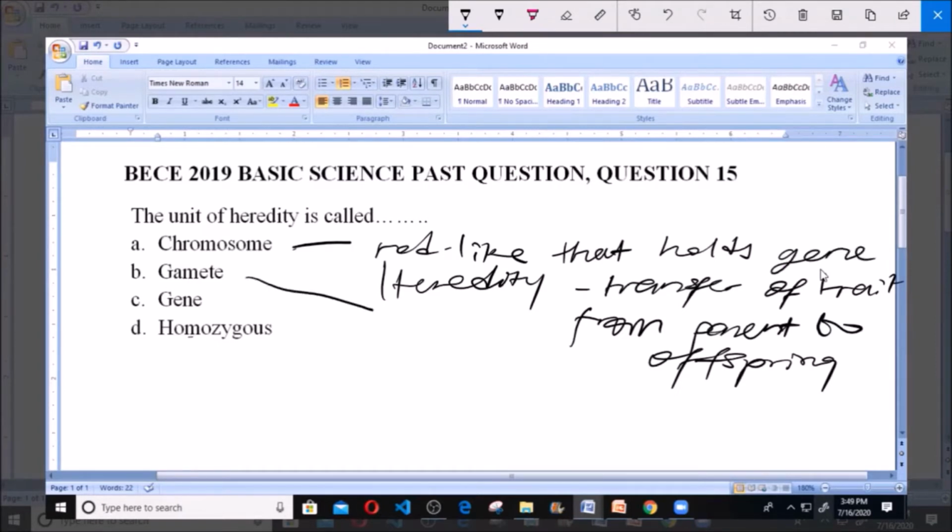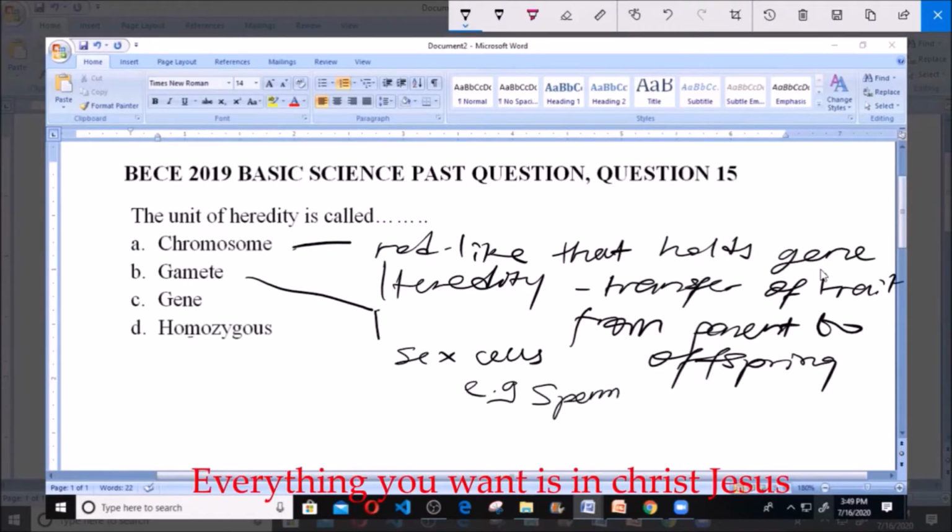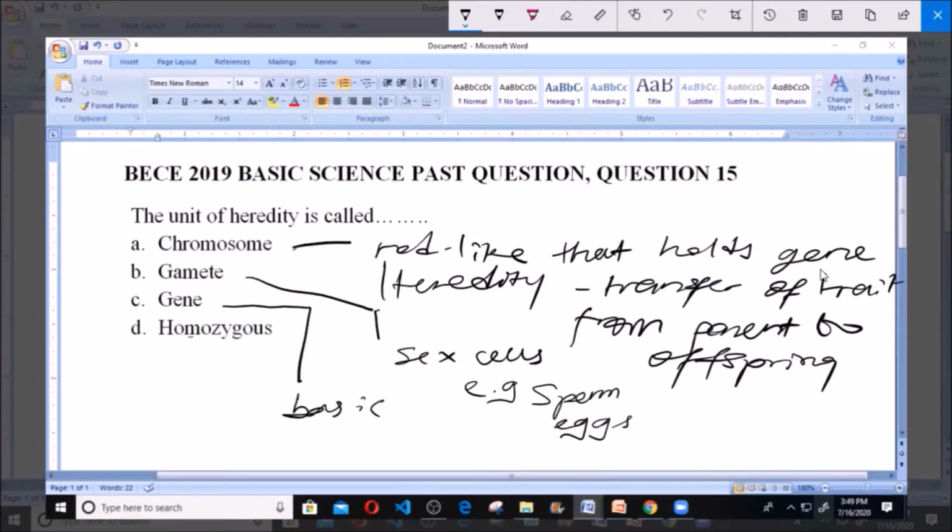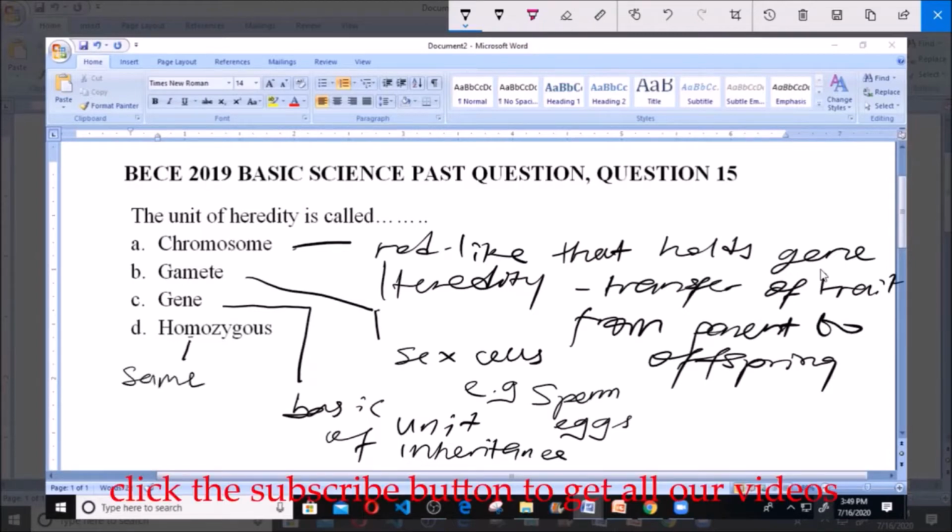Then gametes, on the other hand, are also known as sex cells. Examples of these sex cells include the sperm in male and the eggs in females. Then gene. Gene is the unit of inheritance. Therefore, gene is the unit of heredity. It is the basic unit of inheritance, and that means heredity. Homozygous here simply means same chromosome. So from this you see that our answer is C, gene.